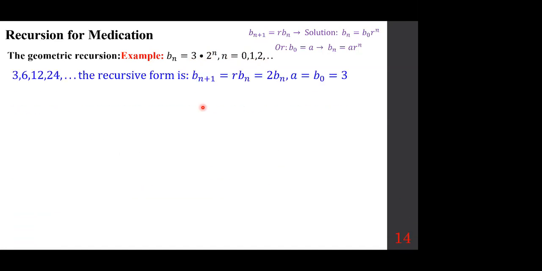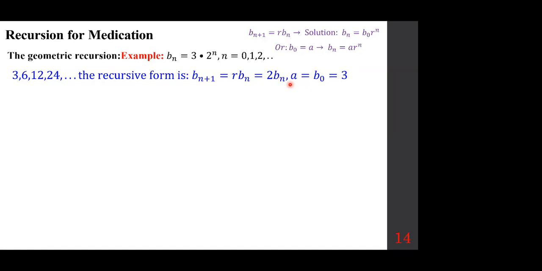So this is the geometric sequence, and the recursive form, as you remember, is b sub n plus 1 equals r b sub n, and we are multiplying by what number? We are multiplying by 2, so 2 b sub n. Where the first term, sometimes they call it b sub 0, sometimes they call it a, and I write both of them because it really depends on the text that you're dealing with, class.